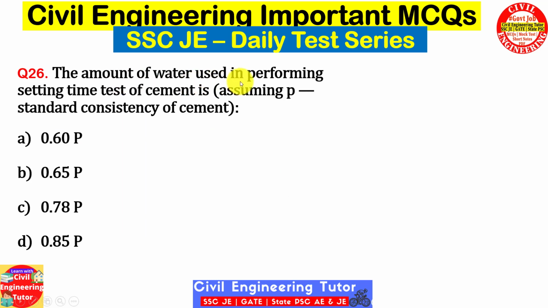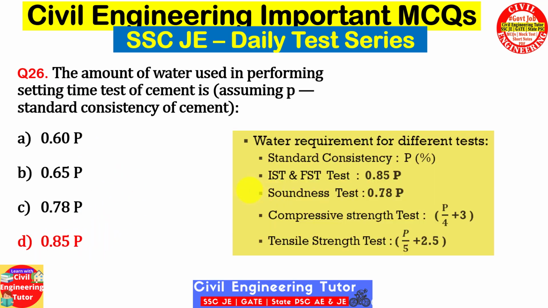The amount of water used in performing the setting time test of cement is given in the options, where P is the standard consistency of cement. So the question is about water used in the setting time test, that means the initial or final setting time test. Here four options are given. The correct answer is very easy, 0.85 P. And these are some other references.